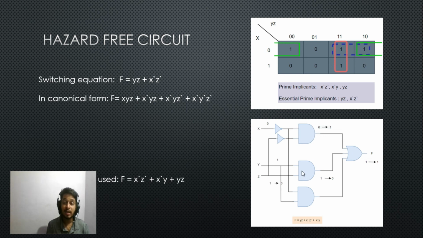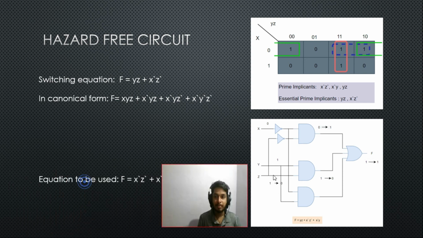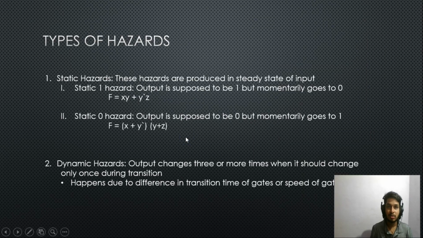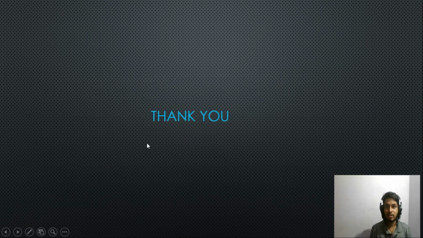So because of that, the output may switch multiple times, and finally it reaches the place where it has to reach. If it has to reach logic 1, it will reach logic 1. If it has to reach logic 0, it will reach logic 0, but through multiple steps. That's all that is going to happen. So this is what the classification looks like. So these are the two types of classifications.